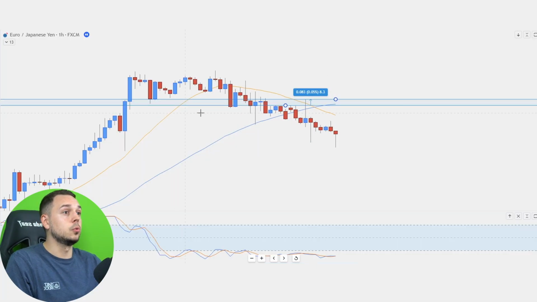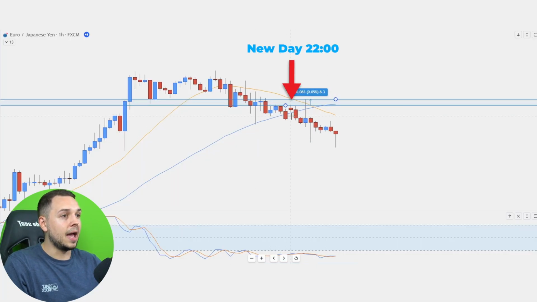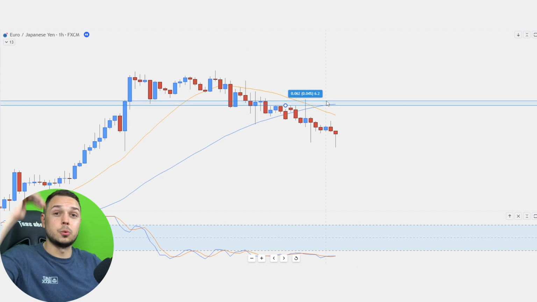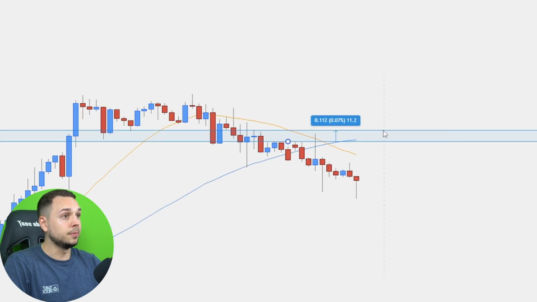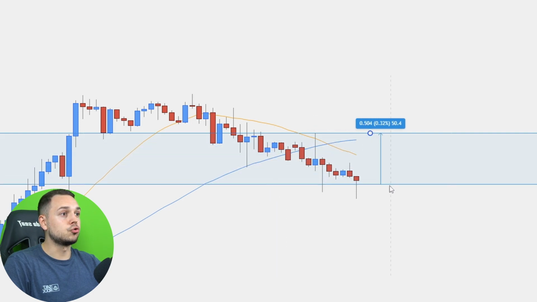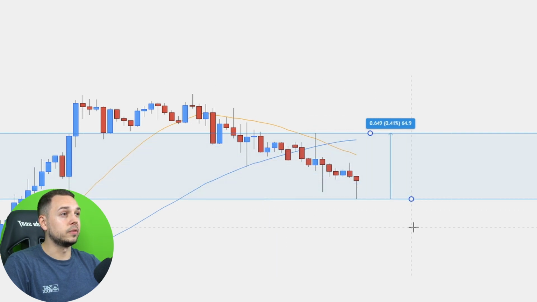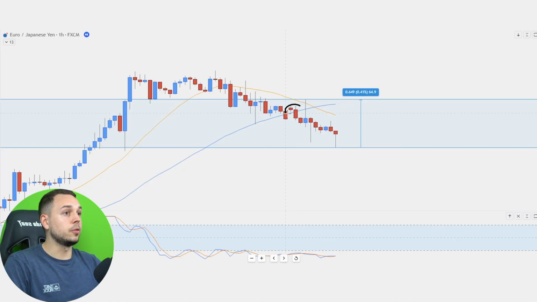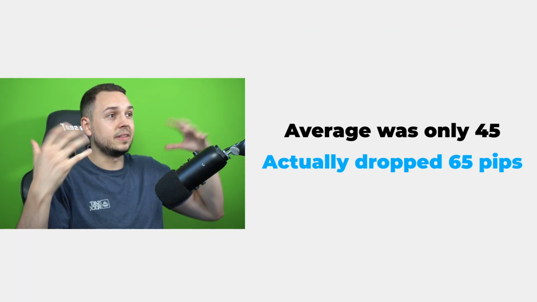We come back to Euro Japanese Yen. We have a look at when the market actually started. We can measure the distance on how much it went up and down. So as we can see, there was a wick just over here. It went towards the upside a maximum of 8 pips, and then we dragged this down and it went towards the downside around 64 pips. So from the start of Sunday night when the market actually opened till around 7 p.m. Monday, the volatility was 65 pips.